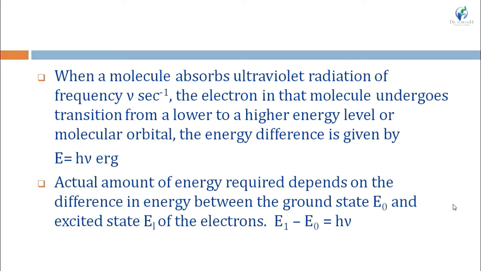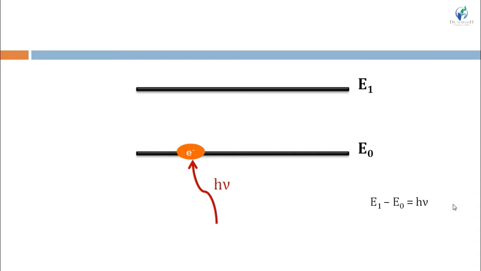So the actual amount of energy required depends on the difference in energy between the ground state and excited state of the electrons. That you can more easily understand by this figure. Here two orbitals are given, and the lower orbital has the energy E0 and the upper orbital has energy E1, and the energy difference between these two orbitals can be given by E1 minus E0 is equal to h into mu.